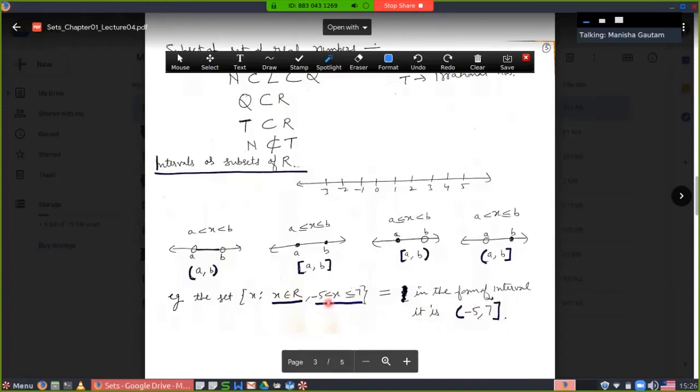If there's a minus sign, minus x is greater than or equal to minus 5, here is an equal to sign, then you will write down like this. In a second case, both sides you will put close bracket. So here are 4 intervals: open bracket, close bracket, semi closed, and semi open.